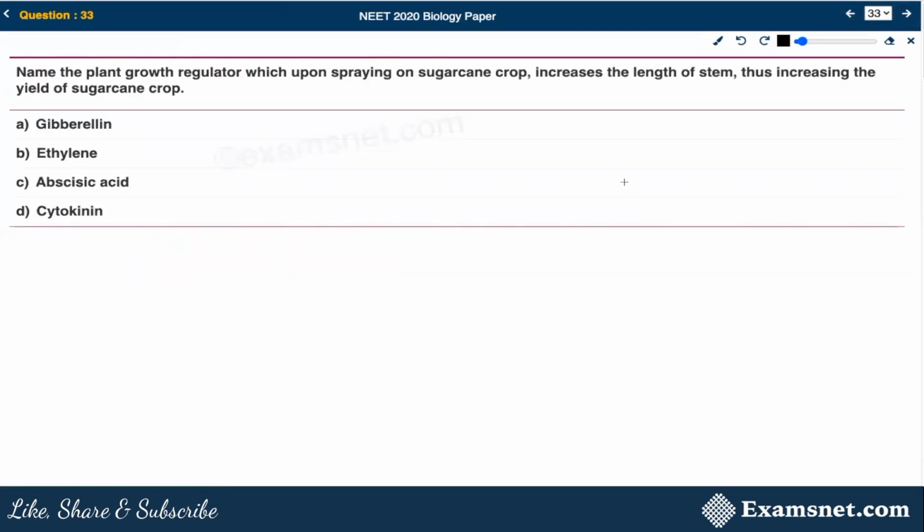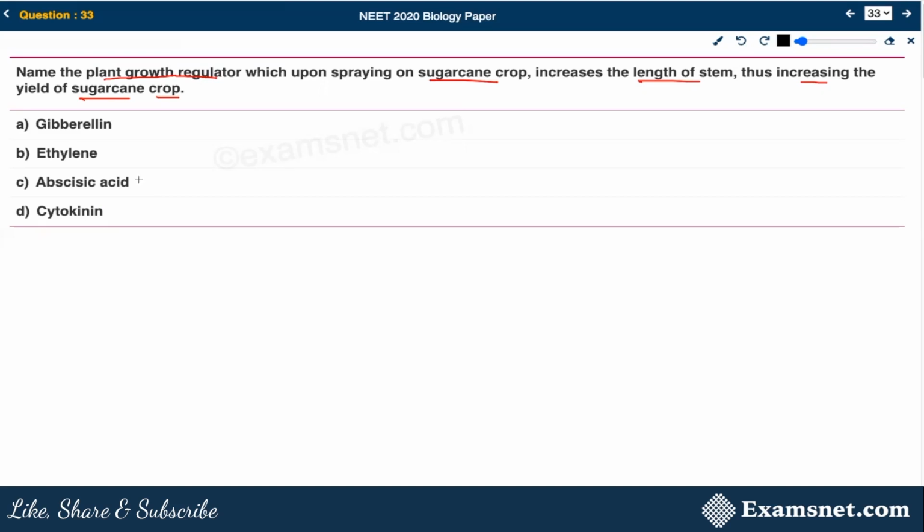So this question says name the plant growth regulator which upon spraying on the sugarcane crop increases the length of stem and thus increases the yield of the sugarcane crop. All right. So here it is talking about a hormone, basically, that is responsible for increasing the length of the stem. Out of all the hormone categories, we know that ethylene is a gaseous plant hormone.